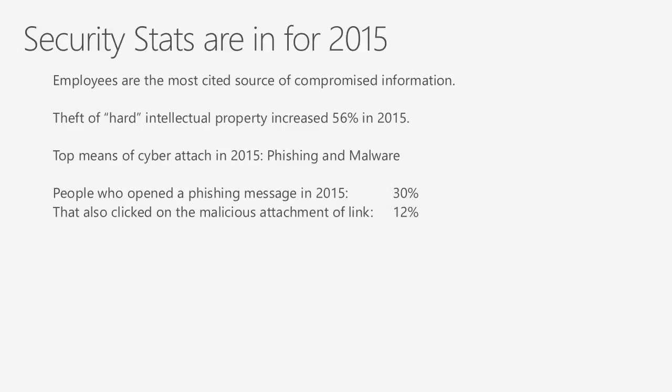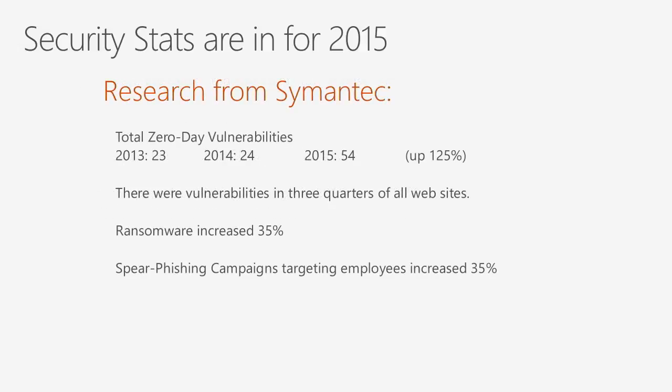Phishing attacks are up. Malware and phishing are the top means of attacks at the moment, and hard intellectual property, which is something you can take away and actually use, is up incredibly in 2015. Zero-day attacks are up 125% in the last year. That doesn't mean there's more things going wrong. What that means is there's more people spending more time and more effort digging into things. Three quarters of websites out there are vulnerable. Many of the attacks we see are up by a third in the last year.